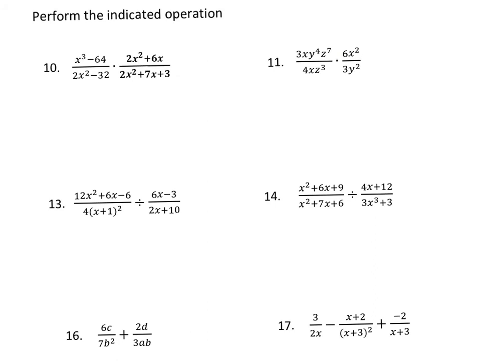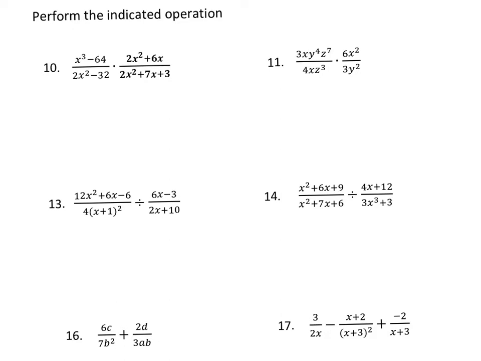Okay, so the rest of them say perform the indicated operation, and it's so important on the test that you pay attention to which one you're doing. These are multiplication: 10, 11, and I believe 12, if we could see it, was multiplication. 13, 14, 15 are division. Their rules are different than adding and subtracting. You do not need a common denominator to multiply and divide. You need a common denominator to add and subtract.